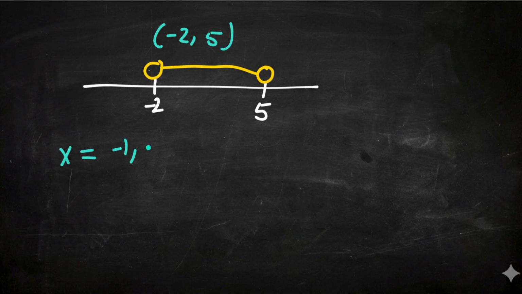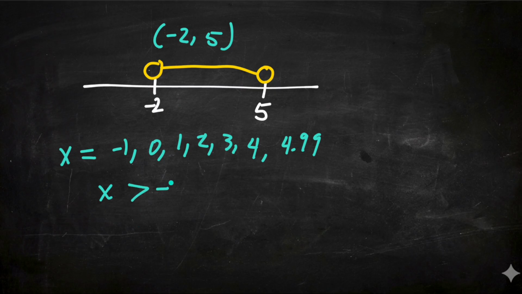X could be -1, could be 0, could be 1, could be 2, could be 3, could be 4, could be 4.99, but it can't be 5, and it can't be -2. Essentially, x can be any number between these two numbers. What does this mean as an inequality? Is x less than -2 or greater than -2? X is greater than -2. Is x less than 5 or greater than 5? X is less than 5.